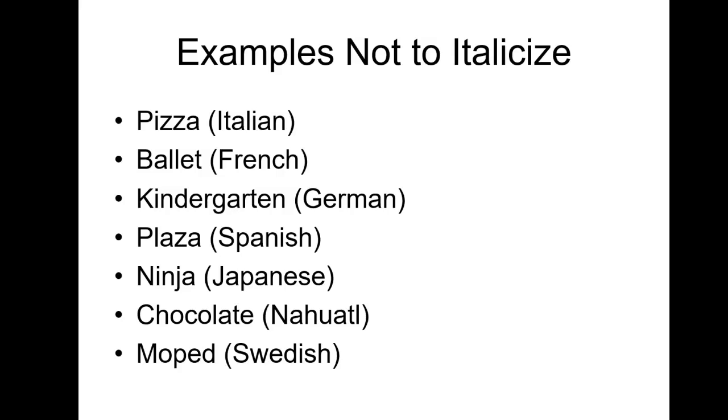Now, there are many words in the English language that come from other languages, and a lot of these words come from other languages pretty recently. It's not like Old English, where we got those words a long time ago. We've got pizza from the Italian language, ballet from French, kindergarten from German, plaza from Spanish, ninja is Japanese, chocolate is Nahuatl, and moped is from Swedish. All of these words have already been accepted into the English language on an official basis, which typically means that they've been added to one of the official dictionaries. So we don't need to italicize these words.